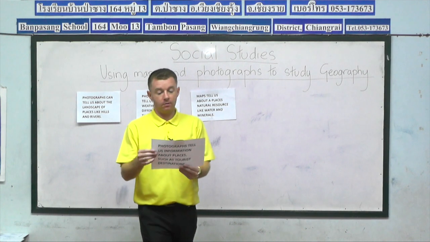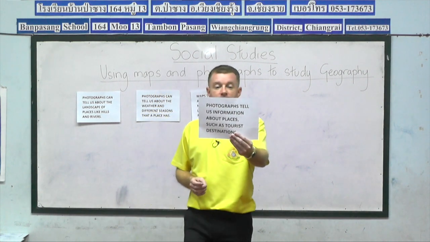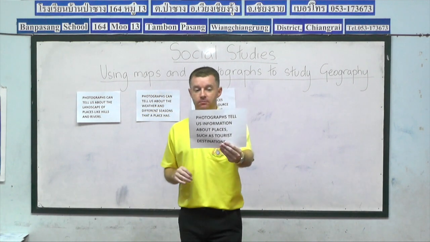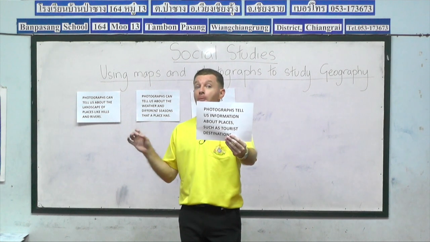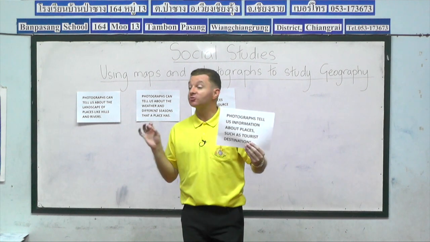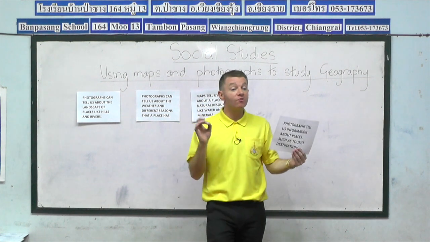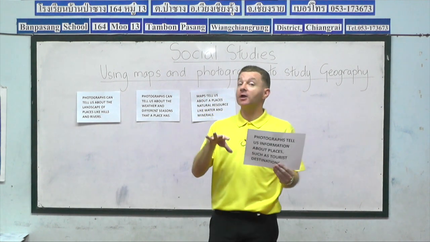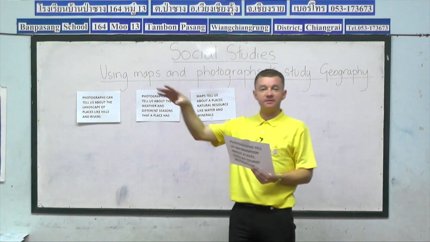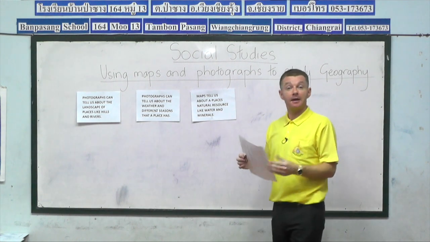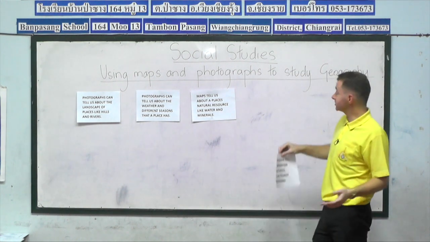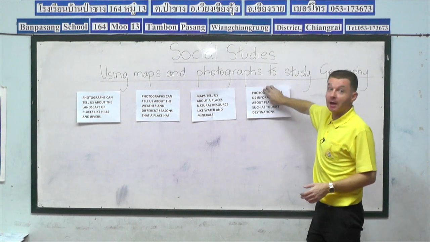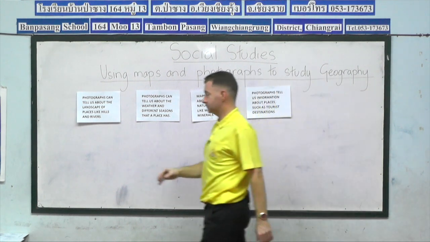Sentence number four, photographs tell us information about places, such as tourist destinations. Yes, by looking at a map or a photograph, we might see some interesting places like museums, temples, or amusement parks that we want to visit if we go there.